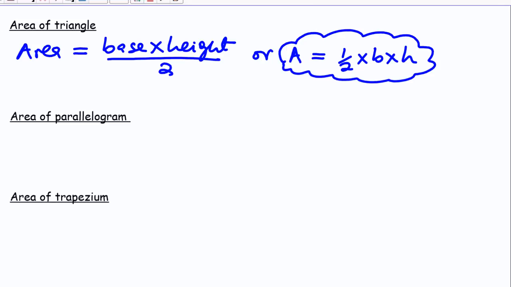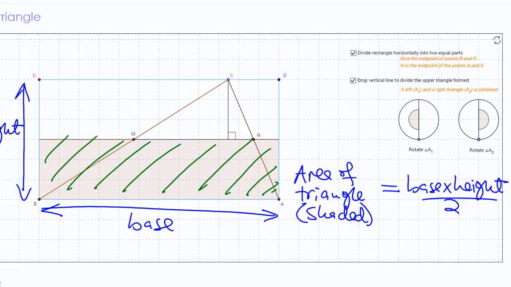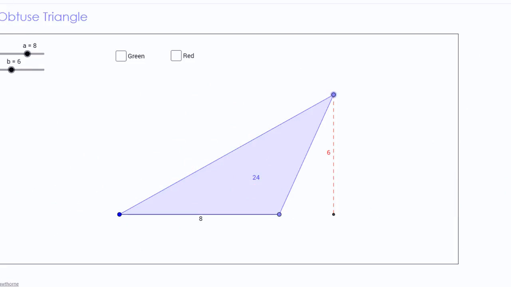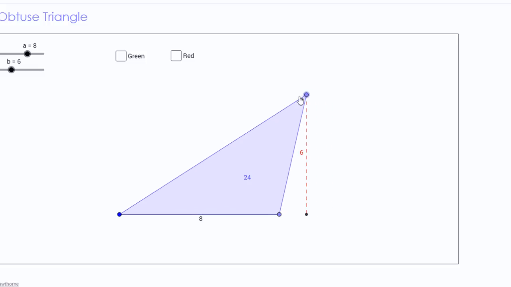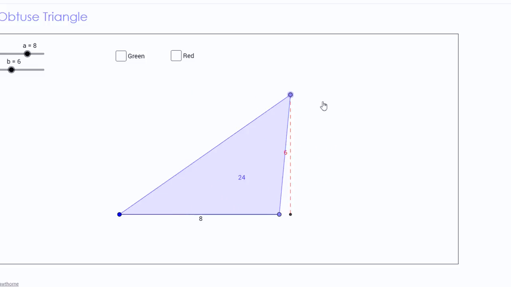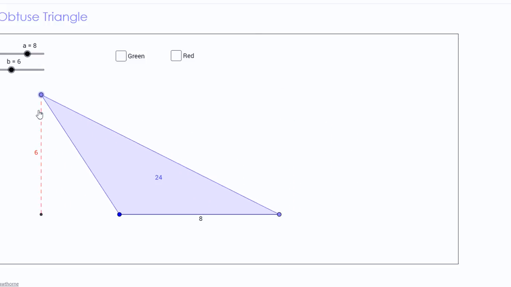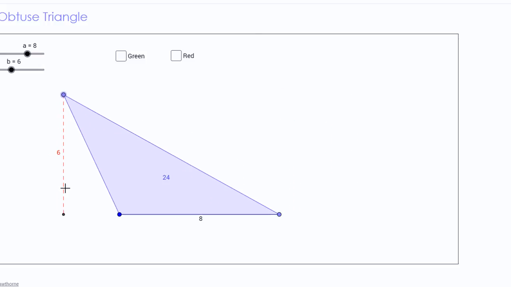Still on triangles, I'll look at something else here. Now, you can have different shapes of triangles, but the most important thing is you have to identify the base and the height. In this case here, you can see that the base is 8, the height is 6, and therefore we have the area of 24. Now, I'm going to keep the height and the base the same, but change the shape, and you can see that the area does not change. Why? Because we have the same parameters. We have the same values for the base and the same values for the height.